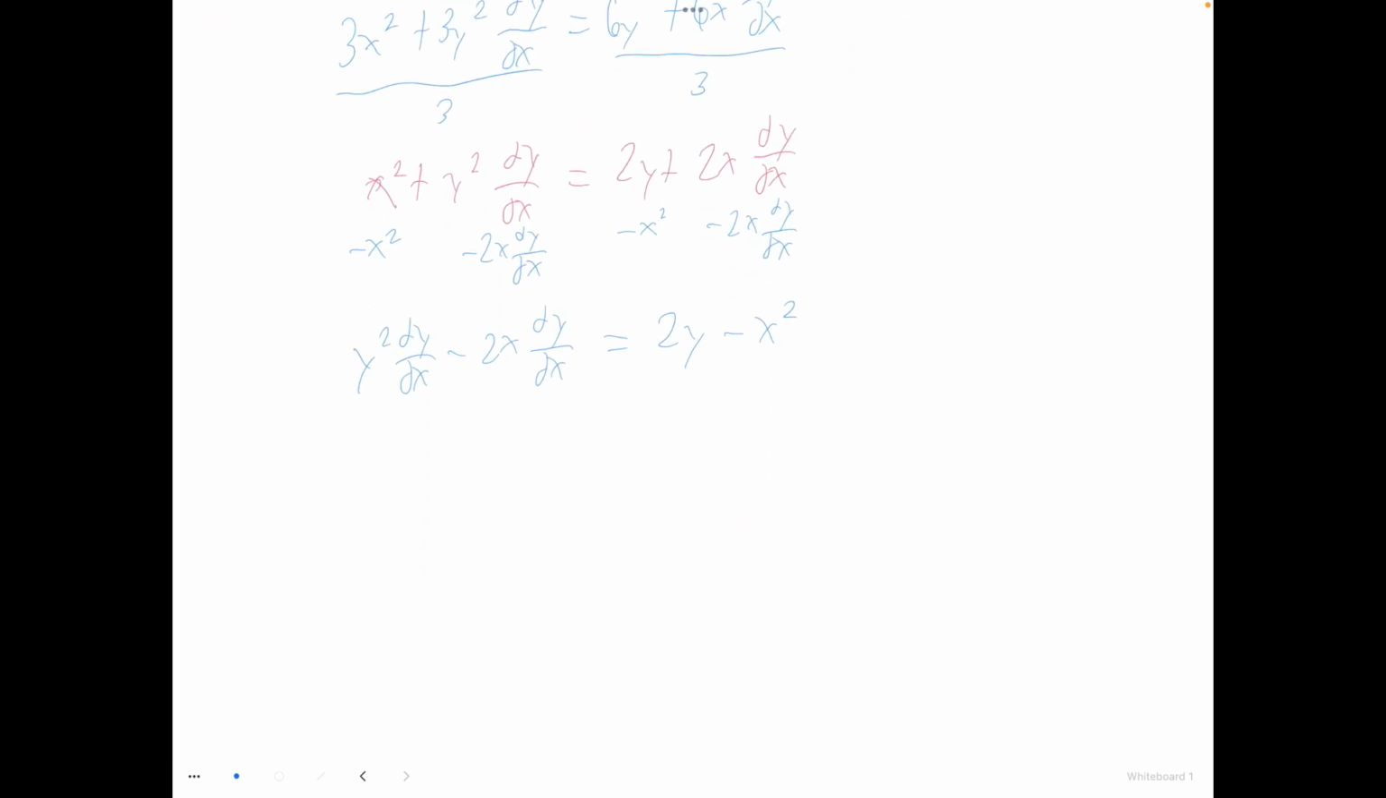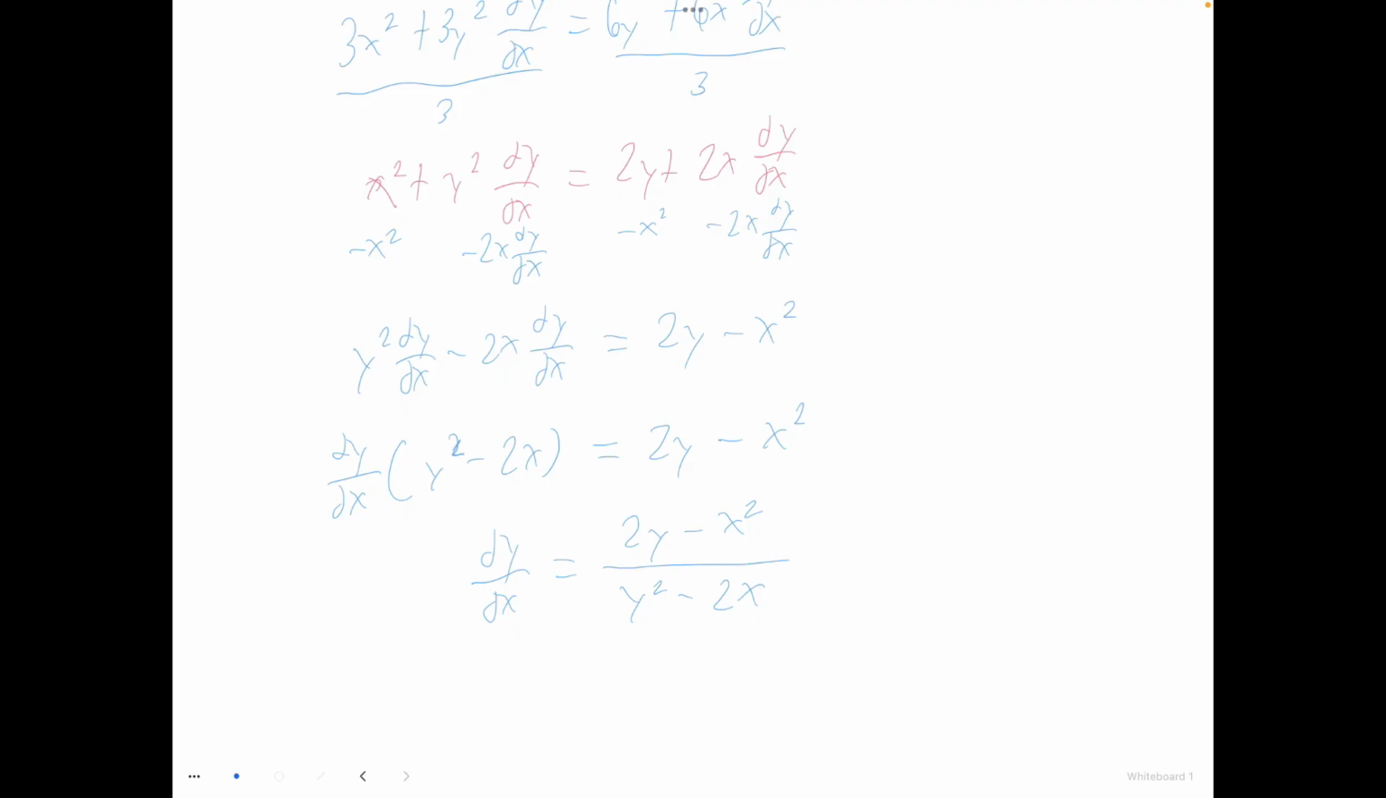So now we have a dy over dx in every term on the left-hand side, so we can factor it out. So we have dy over dx times y squared minus 2x is equal to 2y minus x squared. And now we'll just divide. So we get dy over dx must be equal to 2y minus x squared divided by y squared minus 2x. And so that then is our derivative.